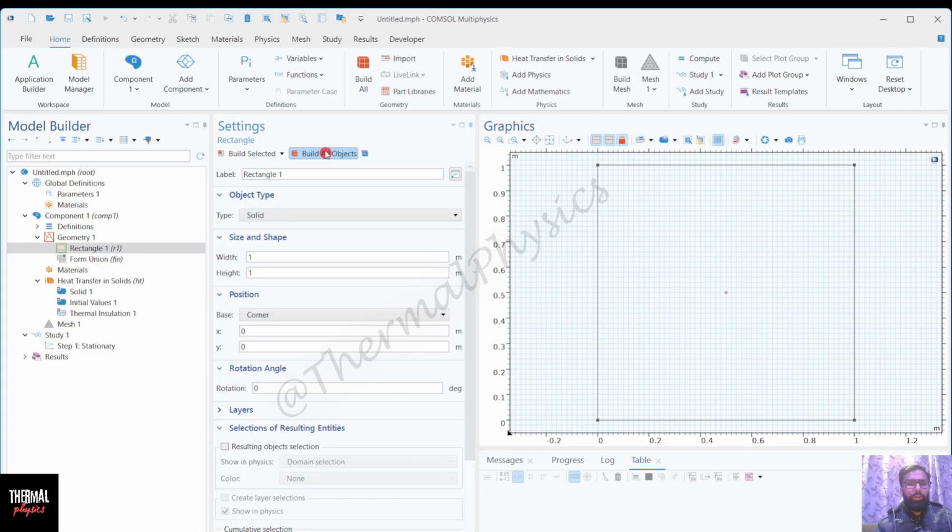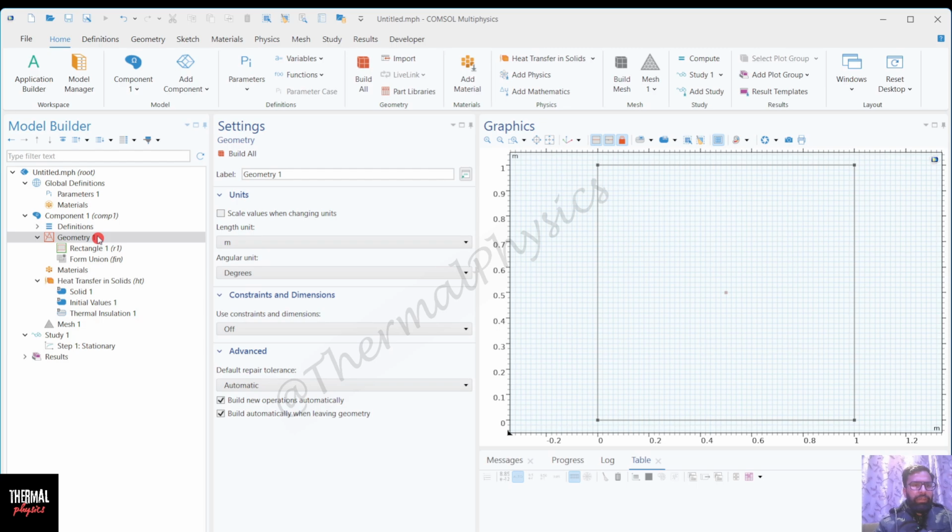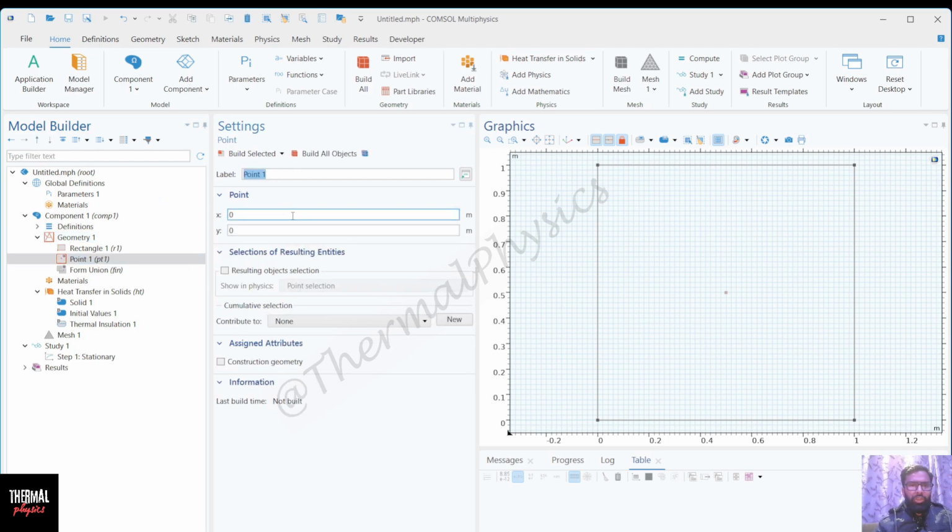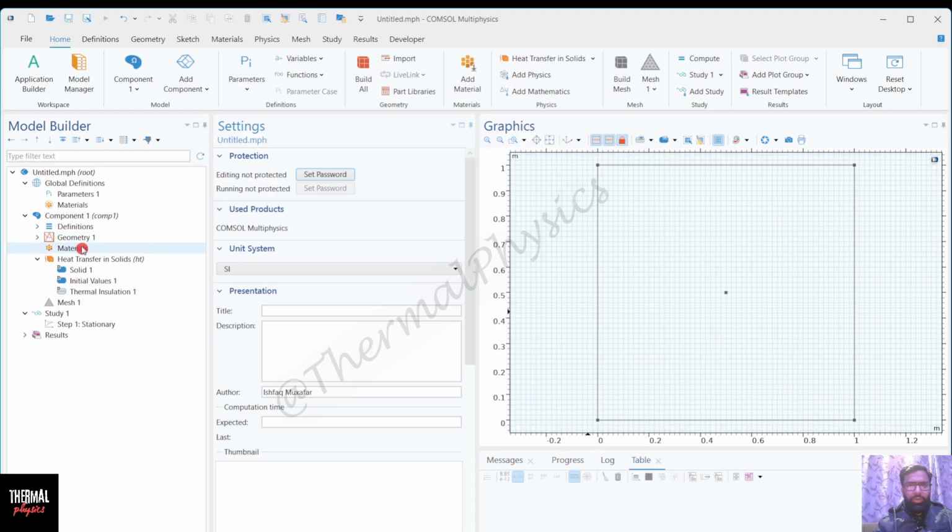Now one more thing we will build is a point at the center, because that will help us to evaluate the temperature at that point. So our point is at 0.5 comma 0.5 coordinate. So we'll build. So we have a point at the center as well. So we are done with the geometry. The next step is to assign the material.